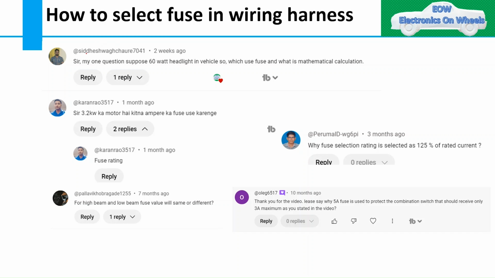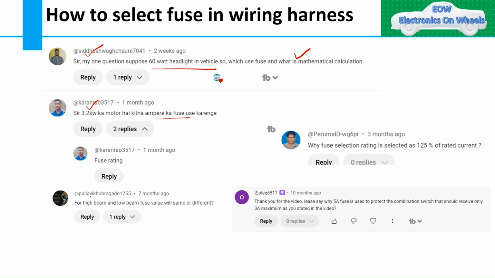One particular question was asked by Siddhesh: if we take 60 watt headlights, then what fuse rating should be selected and what is the mathematical calculation? We will take this question. What is the fuse rating for the 3.2 kilowatt motor, which was asked by Karan? We will take this as well.